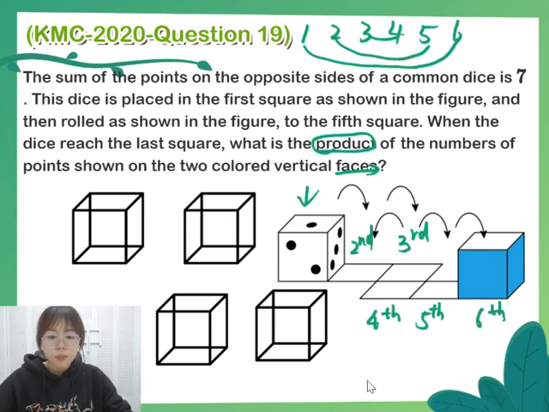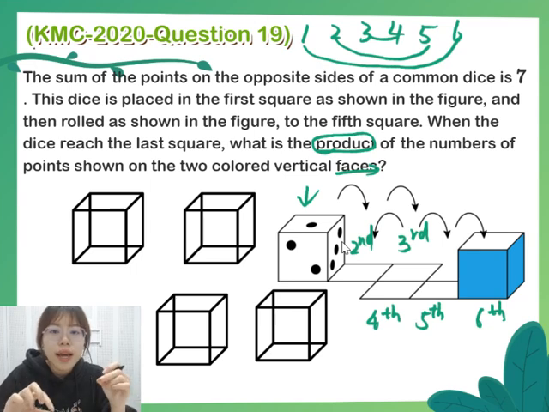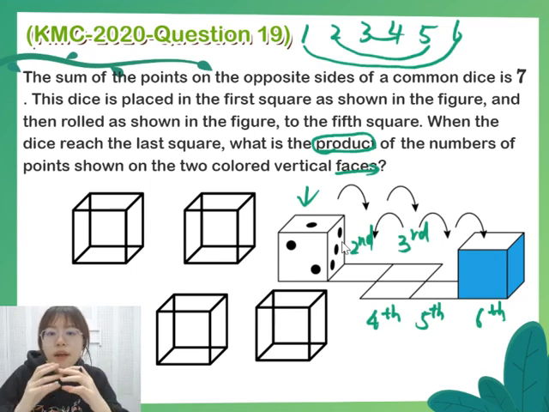Okay, let's go back to this problem. Here, we already know 3 faces: 1, 2, and 3. If we imagine or write down the whole dice, it's a little bit difficult. So we can go with one face.